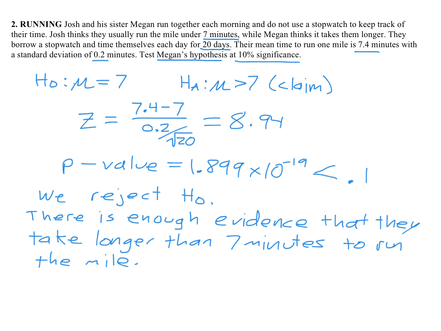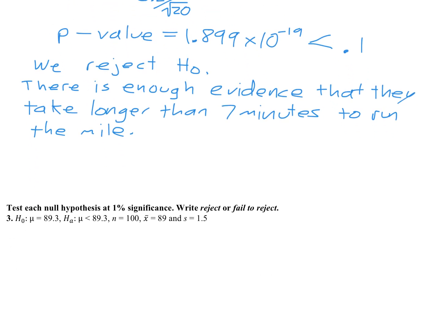Okay, let's do one more. Okay, well, the HO and the HA are already stated for us. So I won't bother rewriting this because that's the first step. All right, so I'll pick it up after that. Then we would calculate the Z, and I'll show my work for that. So Z is the observed sample mean minus the hypothesized mean. And you divide that by the standard deviation, and that gets divided by the square root of n.